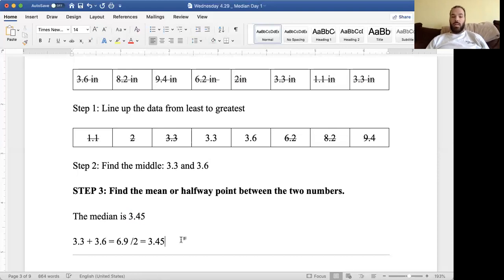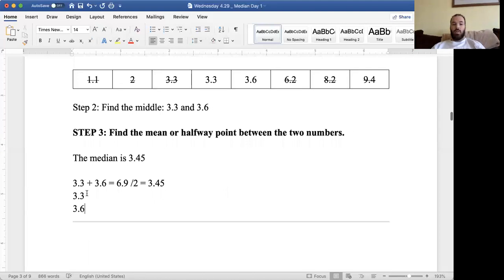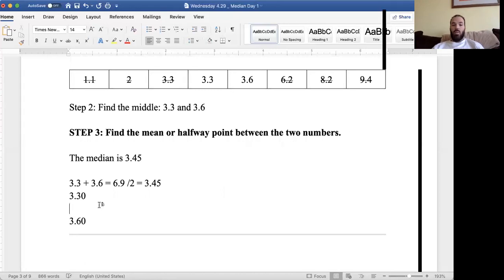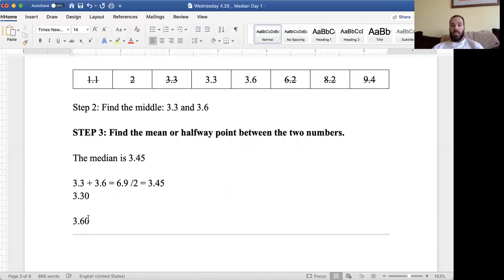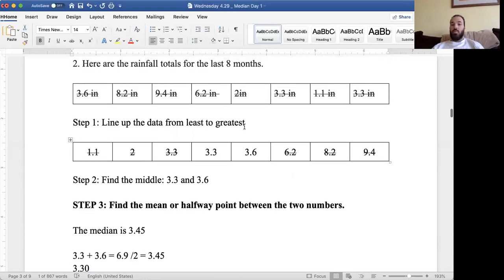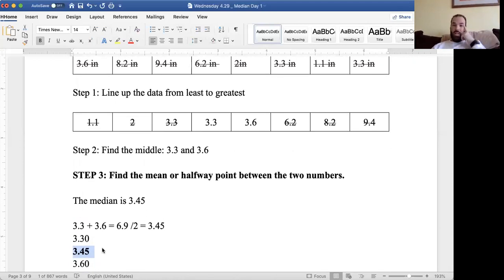Another way that I can think about this is my first number was 3.3 and my second number was 3.6. I can also think of these numbers as 3.30 and 3.60. And then I can say to myself, what's halfway between 30 and 60? And a lot of us notice in our brains that halfway between 30 and 60 is 45. So that'll give you the same exact thing as what we did when we found the mean. But either way, the median is 3.45. So anytime you end up with two numbers in the middle, you have to find the middle of those two numbers. One way to do it is to find the mean, or just in your brain say what's halfway between those two numbers.